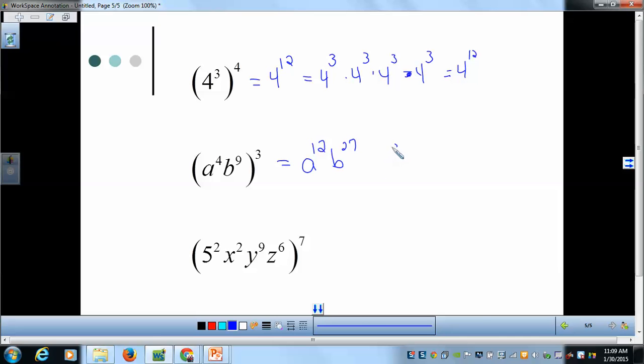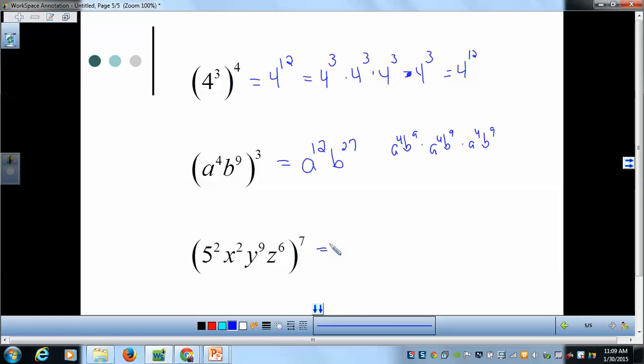Now, if you wanted to, you could do a to the 4th, b to the 9th, times a to the 4th, b to the 9th, times a to the 4th, b to the 9th. So we could still use that property. Oh, a to the 4, a to the 4, a to the 4, that would be 12 a's. 9 b's, 9 b's, 9 b's, I'd be multiplying 27 b's.